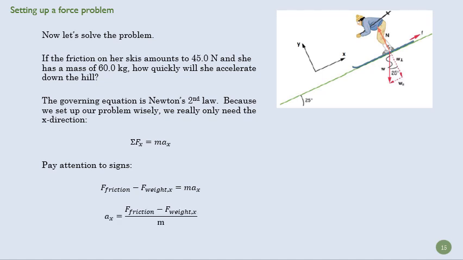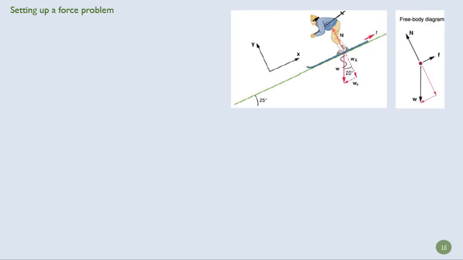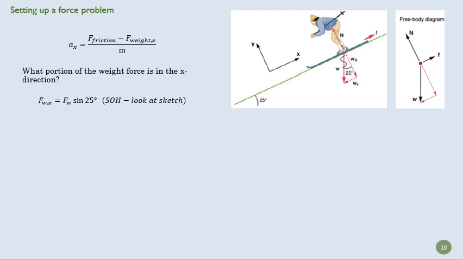We rearrange this, so all we're doing is taking this m here and moving it to the other side. And then we can solve this because we know, okay, so there's our equation. Now we need to figure out what our numbers are. We know what our force friction is. So now we just need to determine what this force weight is. To do that, we want to know what this guy is, right? The magnitude of this x direction weight force.